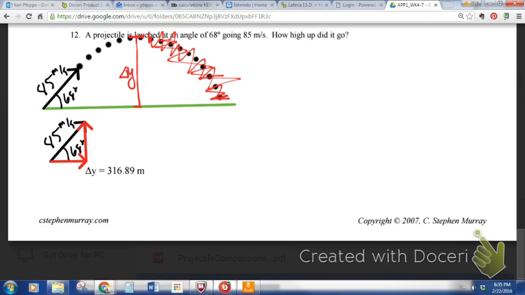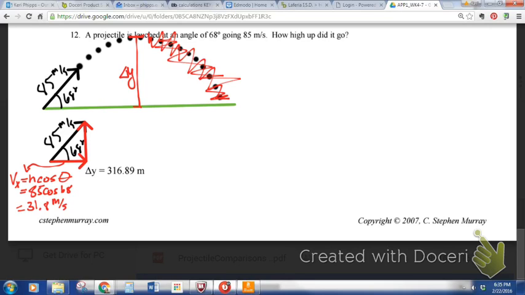Now, horizontally, what you're talking about is the cosine. So our initial velocity in the x, and remember actually it's just our x velocity because x velocity is constant in projectile motion. Our x velocity is going to be hypotenuse times the cosine of theta, and that is 85 cosine of 68. And that value is 31.8 meters per second.